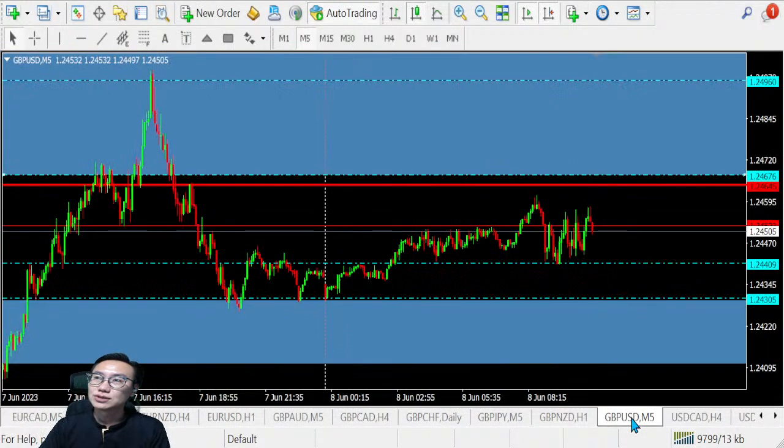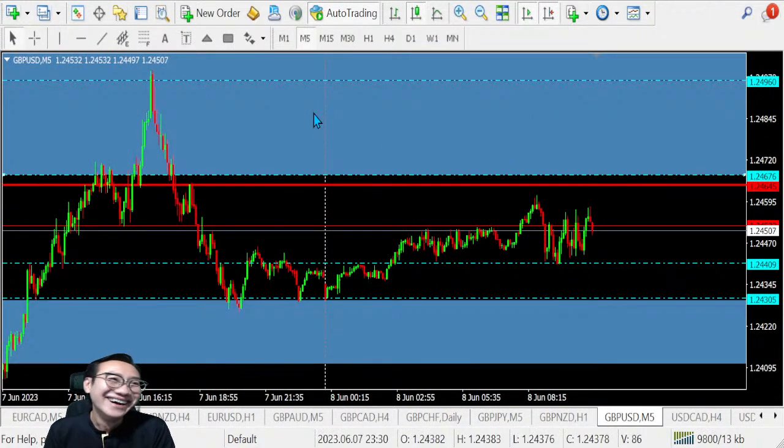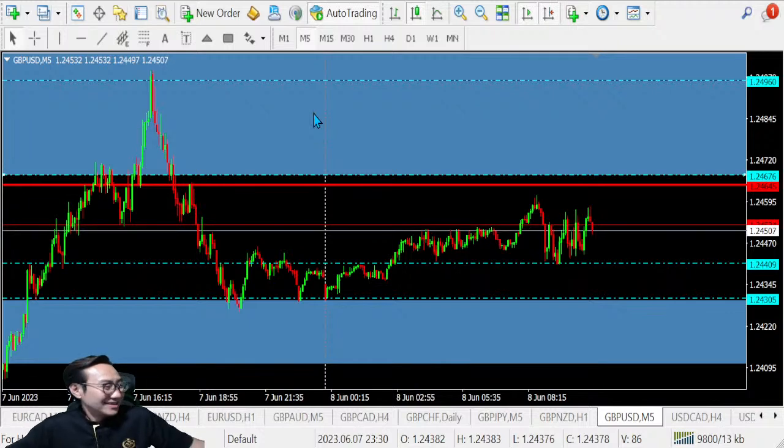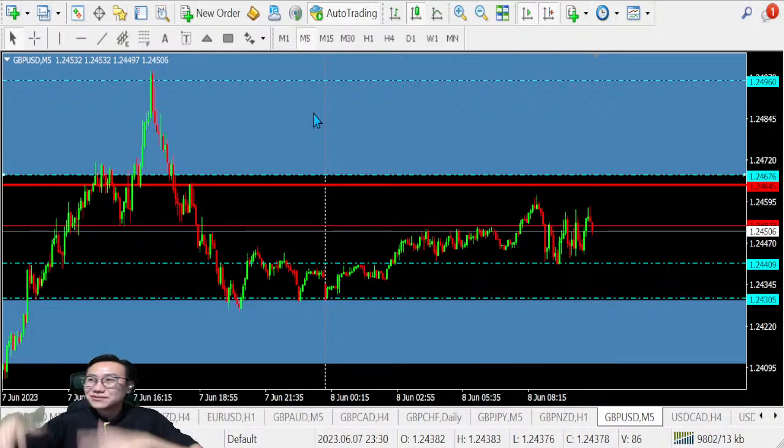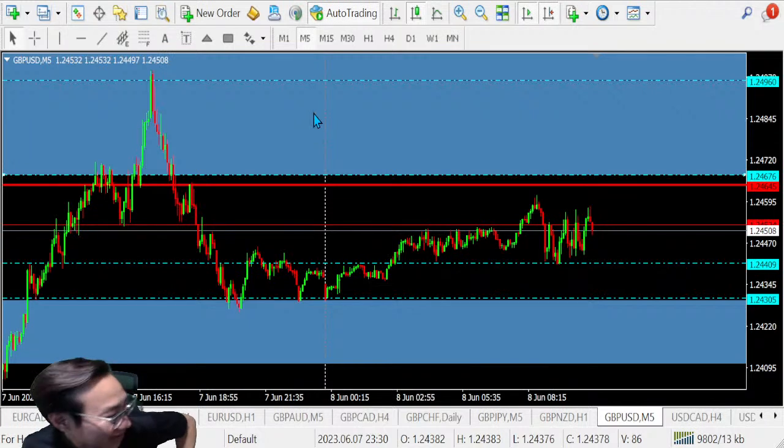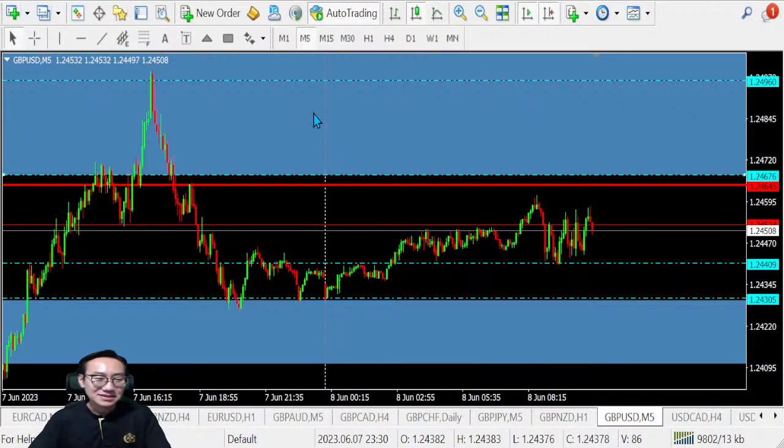Okay, pound dollar. Can you see now? They are dancing around this area. Well done, everybody. It's dancing around this area here. So yeah, looks so boring, huh? Indeed, it's very boring.